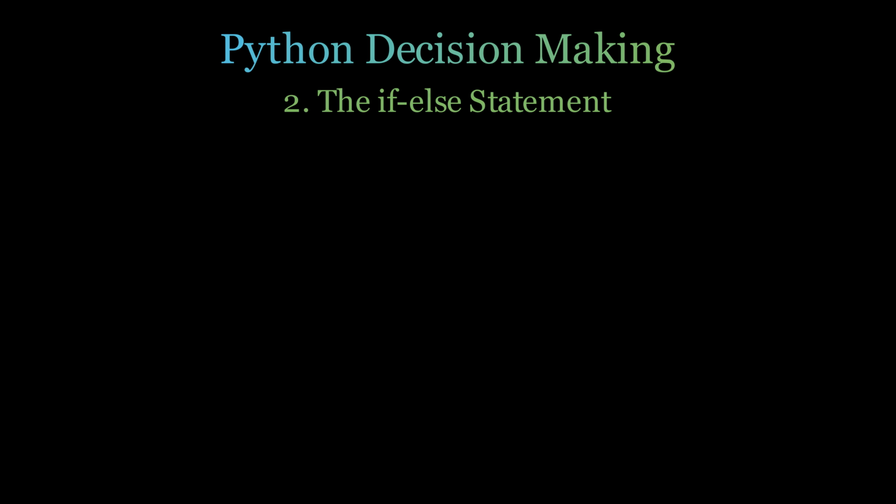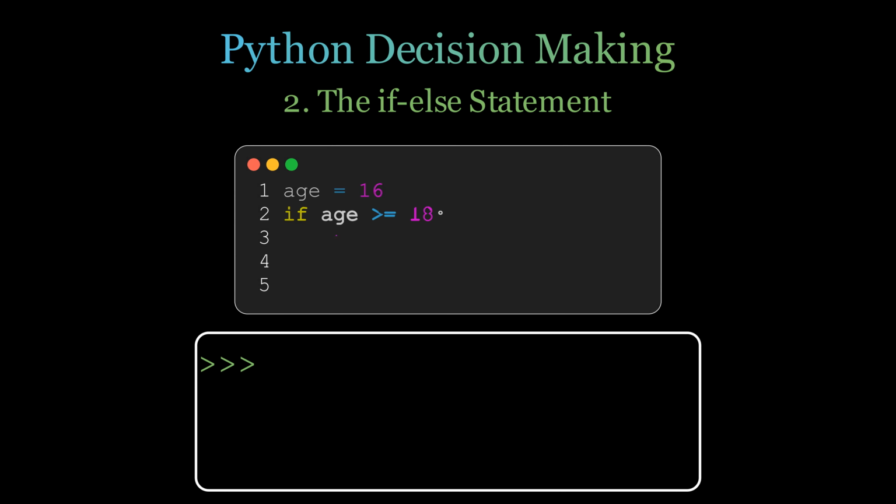The else statement provides an alternative when the if condition is false. Now we have two possible outcomes. Let's see both cases.